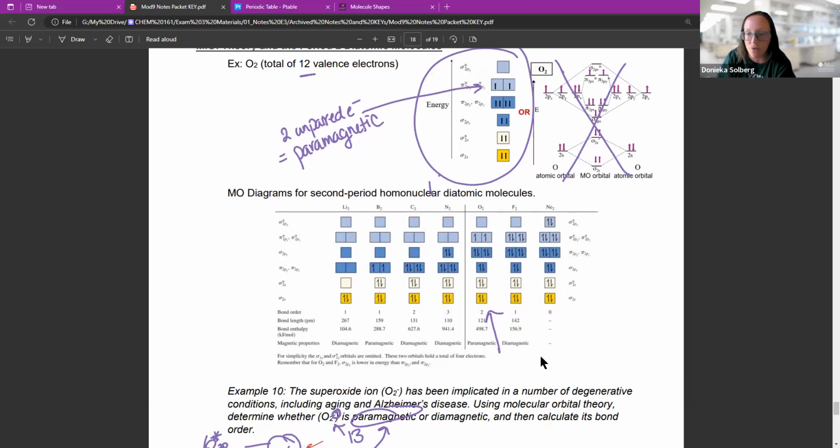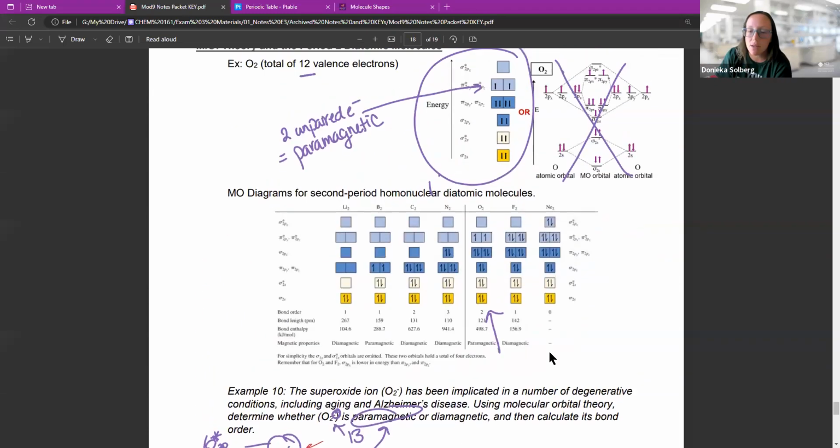See, we still follow all of the rules. The littler ones have this order with the sigma, sigma, pi, pi, sigma, pi, pi, sigma. And over here, the order is different. Again, I will give you which structure you're going to use, and then you fill them in.